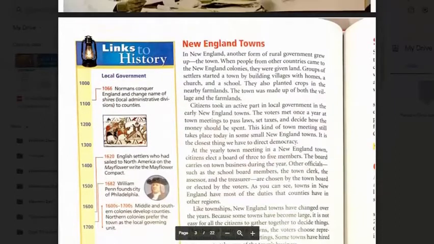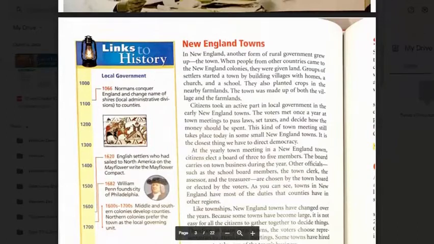New England towns. In New England, another form of rural government grew up, the town. When people from other countries came to the New England colonies, they were given land. Groups of settlers started a town by building villages with homes, a church, and a school. They also planted crops in the nearby farmlands. The town was made up of both the village and the farmlands.